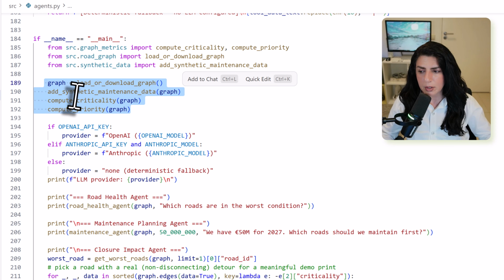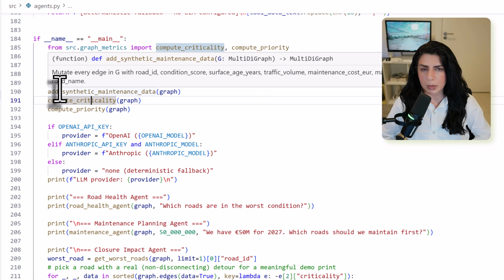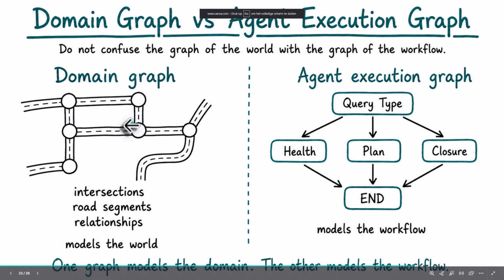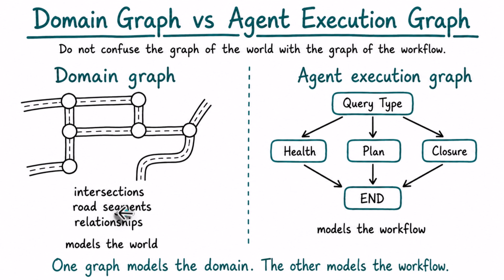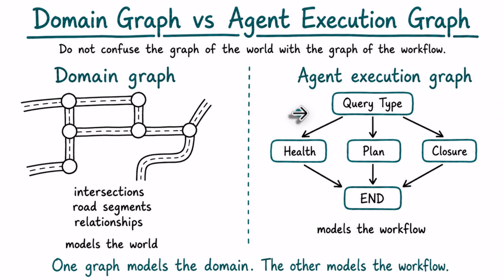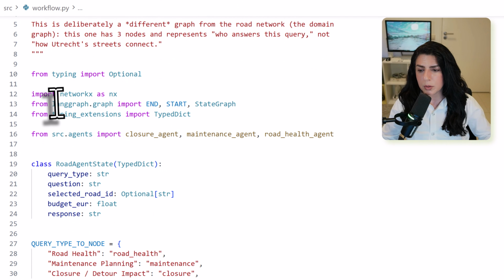And now we have our graph. And we want to also build an orchestration graph. When we were building our domain graph, our road engineering graph, it was intersection and road segment relationships. For the agent execution graph using LangGraph, that's just a kind of query type, and then we have health, plan, and closure agents, so kind of routing. So we have the graph of our data or context, and then also the graph of our agents. And that's in the workflow, and we are using LangGraph.